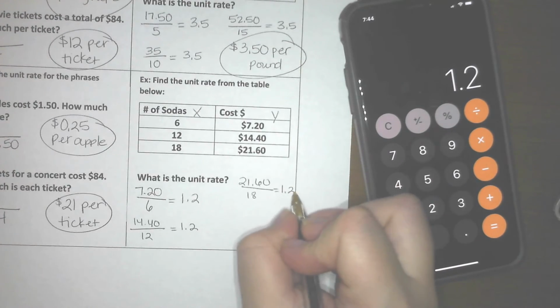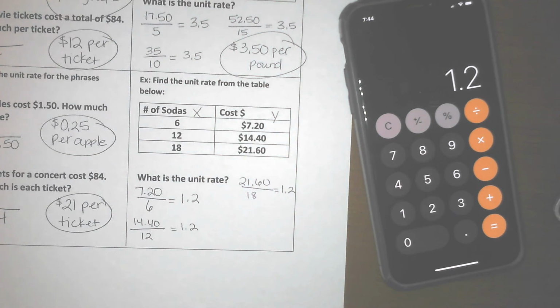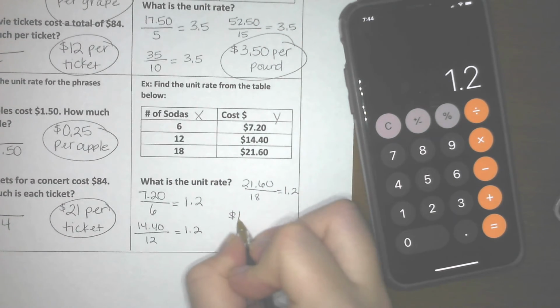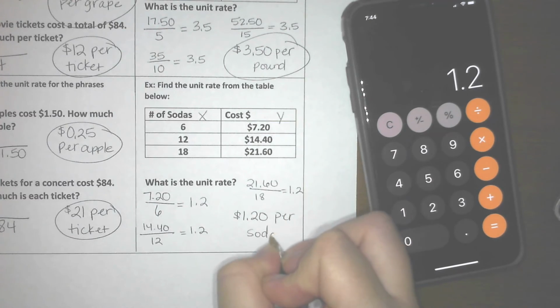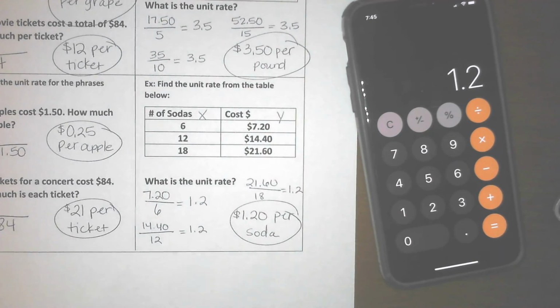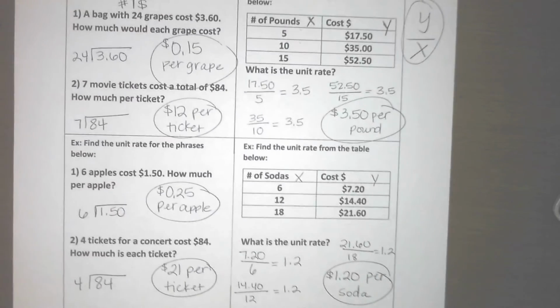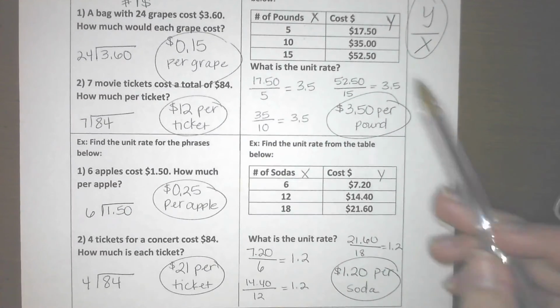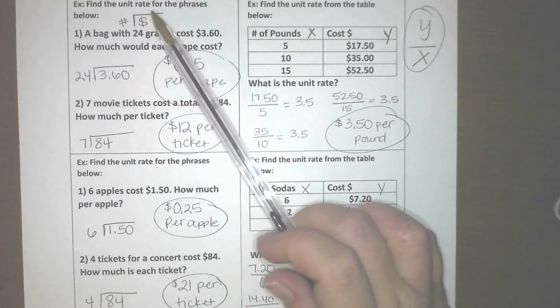1.2. So it looks like we're looking at the number of sodas compared to the cost. So if I have $1.20, that's going to give me 1 soda. And that is all you are doing for this unit. So make sure that you have all this down. Remember, tables are y over x, and word problems are just money inside when you divide.